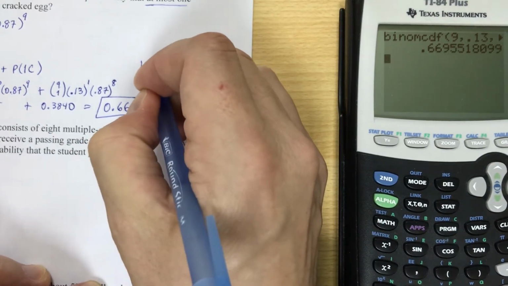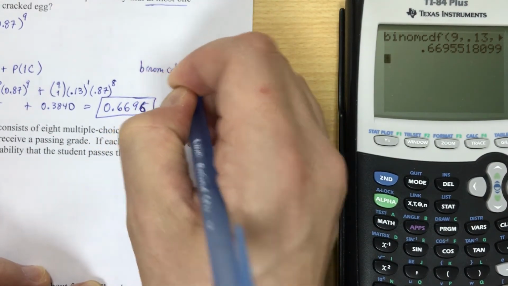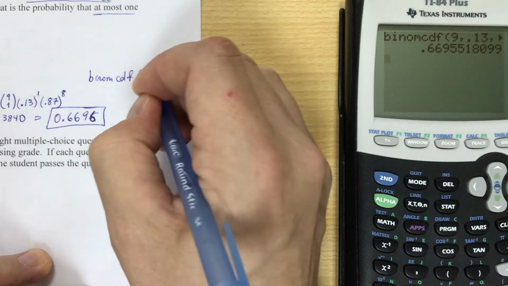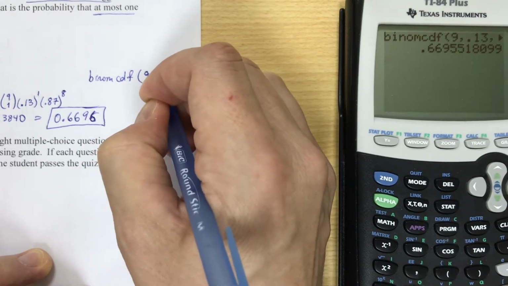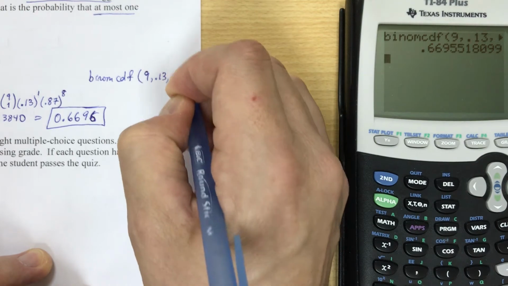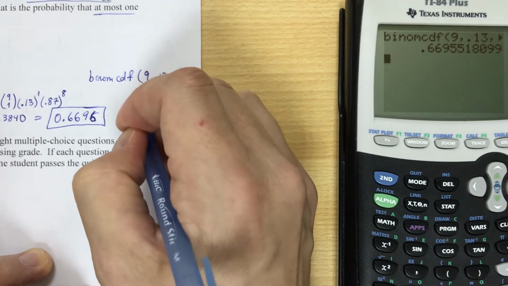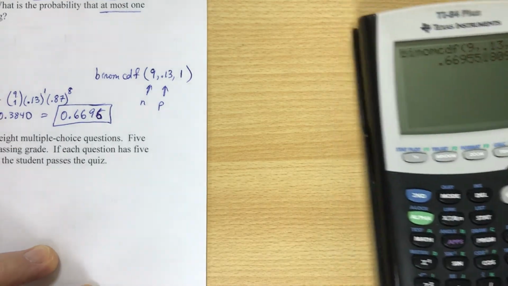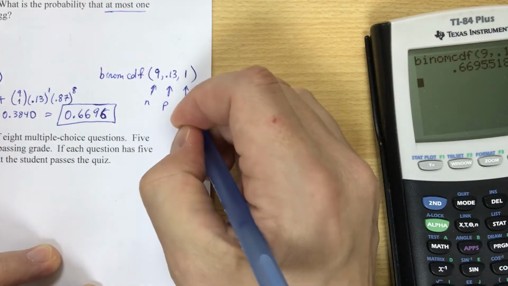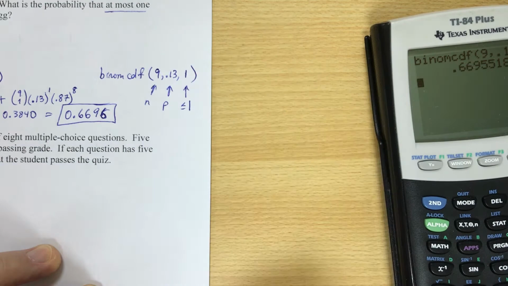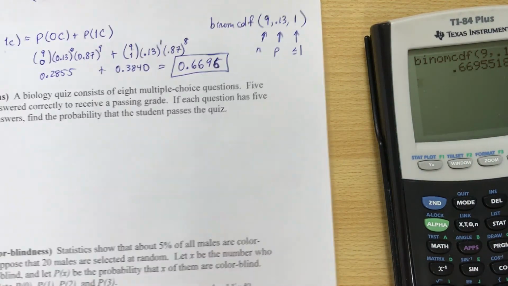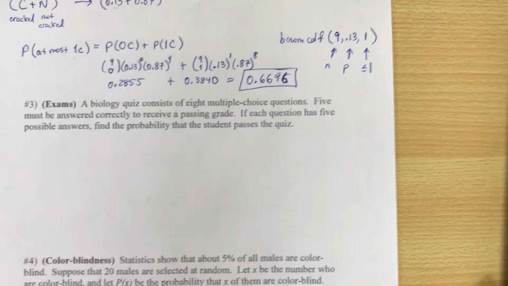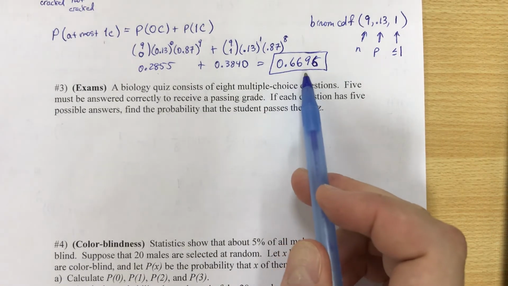So if I do binomial CDF, 9, 0.13, 1, this is the number of trials. This is the probability of success. Now, this means less than or equal to 1 happening. Okay, so that is the answer to number 2.